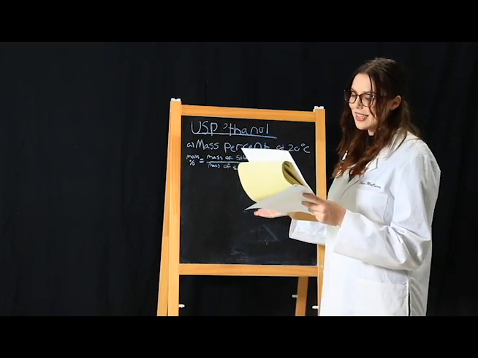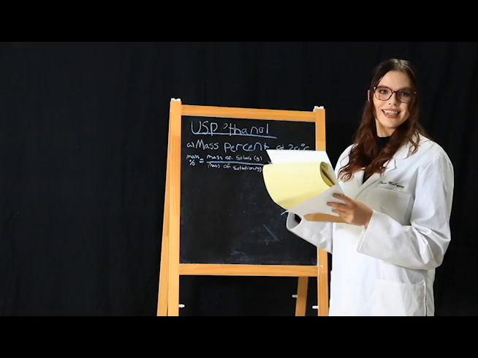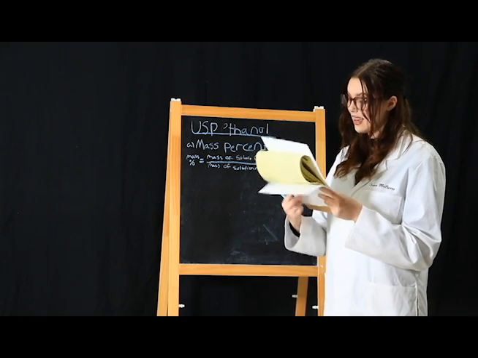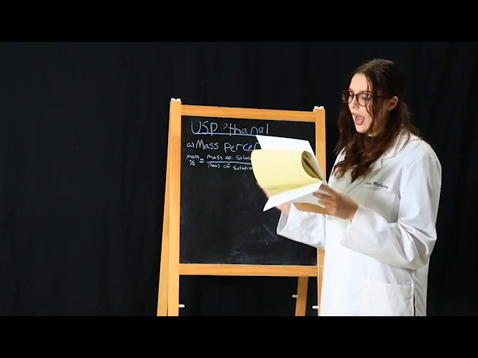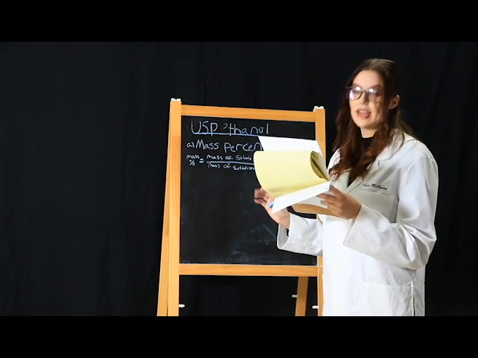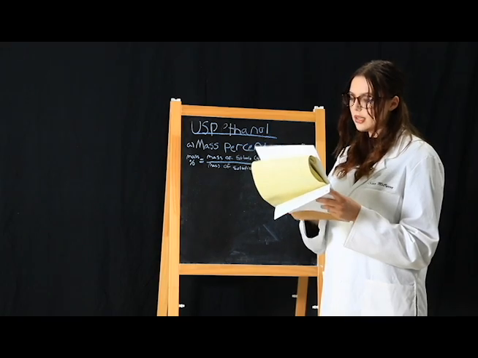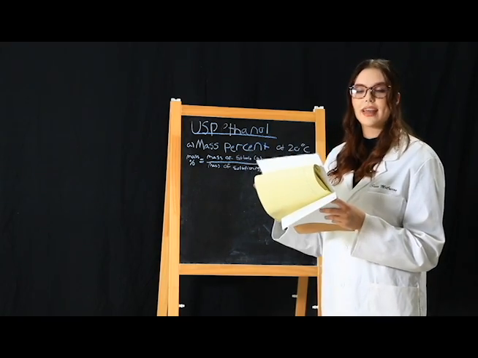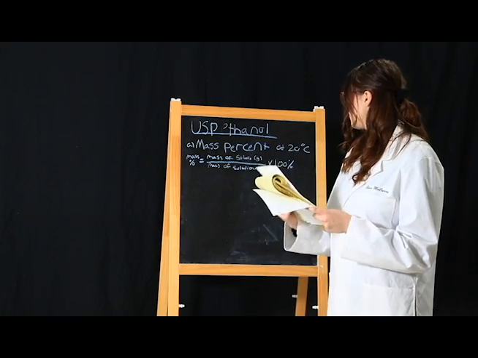At 20 degrees Celsius, pure ethanol has a density of 0.789 grams per milliliter. And USP ethanol has a density of 0.813 grams per milliliter. We want to find the mass percent of ethanol in USP ethanol.